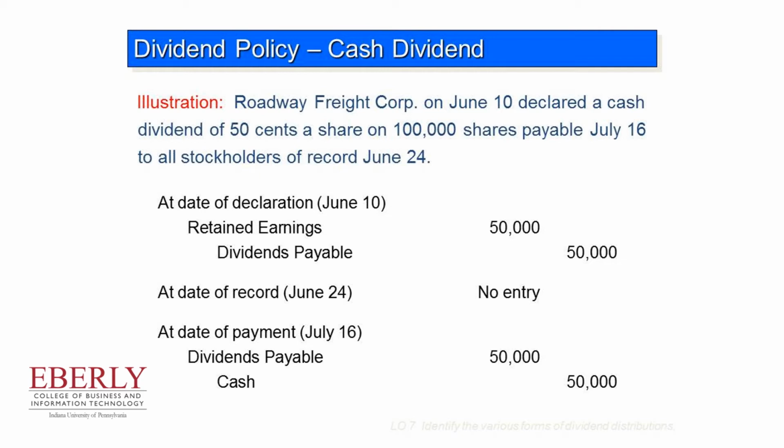They debit retained earnings for $50,000. How do you calculate that? 100,000 shares outstanding. Remember this, we only pay dividends on the shares outstanding. So 100,000 shares outstanding, 50 cents per share is the dividend. 100,000 times 50 cents gives you $50,000. Where does this money come from? It comes out of our retained earnings account. Keep that in mind. Retained earnings, that's what we use to pay cash dividends.